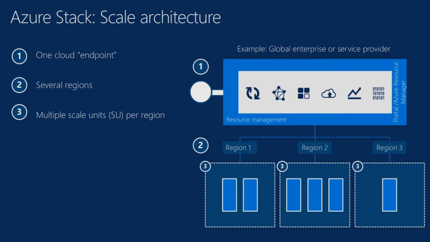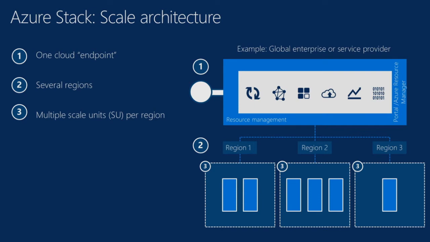Now, under the covers in each region, you will have one or more scale units. This picture here is a scale unit, right? Yeah, that thing is a scale unit, and that scale unit is the picture that I had on the previous slide, which is those minimum 4 servers.